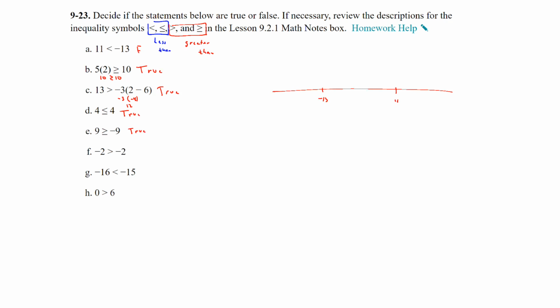It's not equal to, but it is greater than. Negative 2 is greater than negative 2. That is false. It's not greater than. It's equal to, but it's not greater than. So it is false. Negative 16 is less than negative 15.